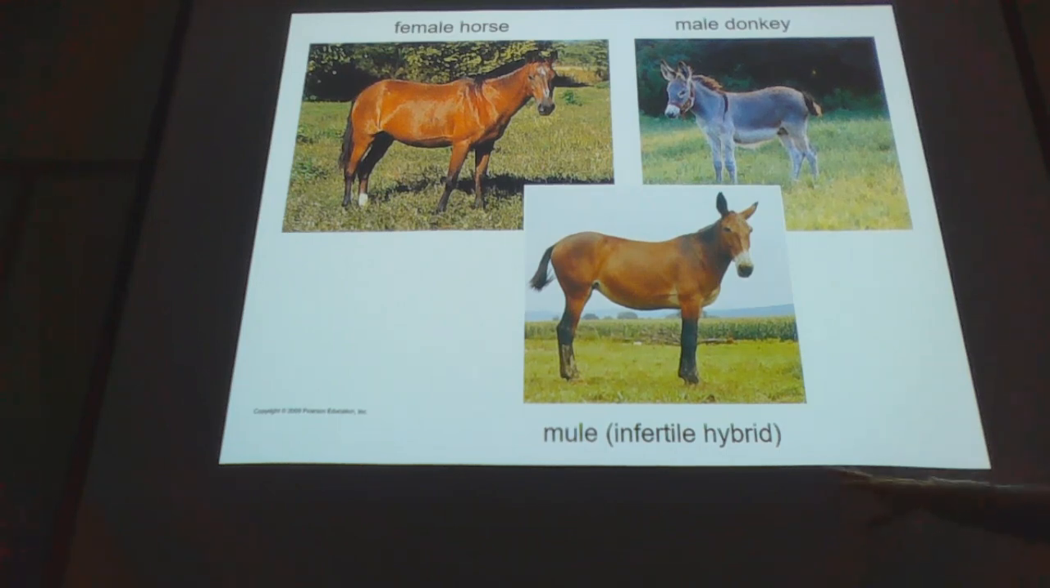Okay? Mule is infertile. And can a male horse and a female donkey also mate? Why do I indicate there a female horse with a male donkey? Yes, they can mate anatomically. It works. Yes. And in fact, it happens. Have you ever heard about a hinny?